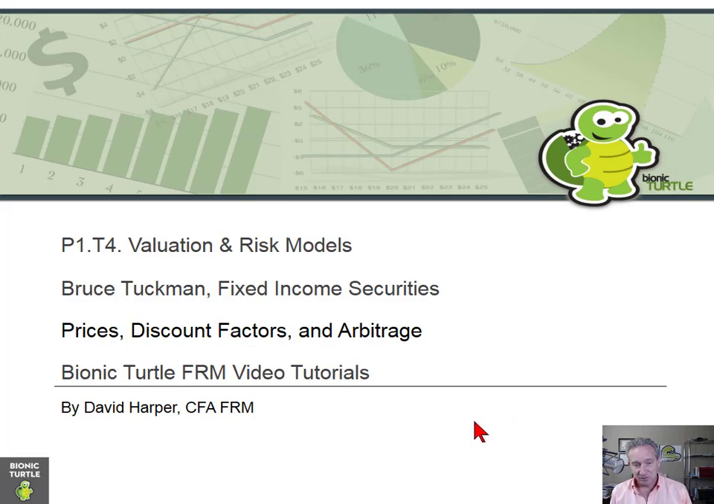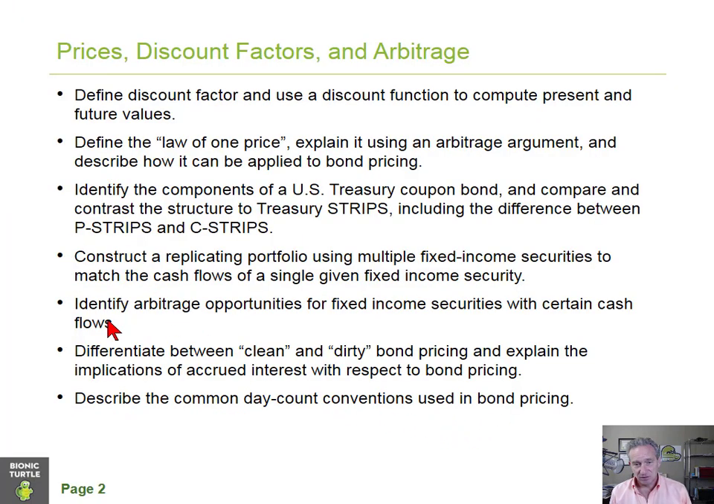Because this is the first chapter, we get an introduction to at least one concept that becomes very foundational, and that's really the discount factor and its role in the discount function, but also the law of one price. And not unrelated, there's a brief discussion of Treasury P strips and C strips and the concept of the replicating portfolio and how it can be exploited if there are arbitrage opportunities.